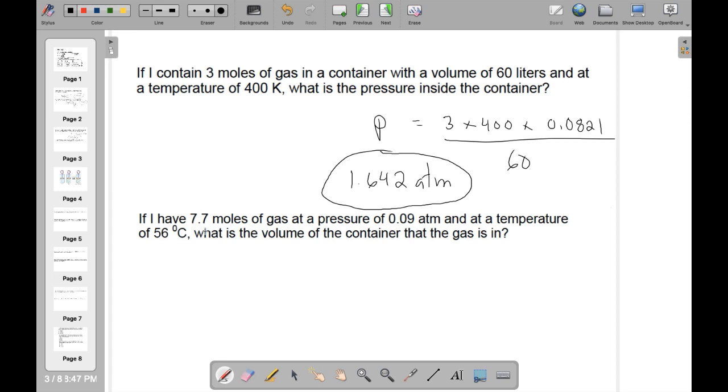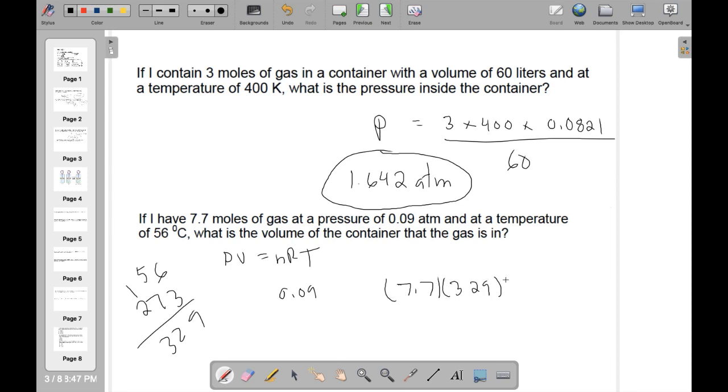All right, moving down. If I have 7.7 moles, pressure times volume equals nRT. See how fun it is just to say that? 7.7 moles at a pressure of 0.09. So my pressure is 0.09. And at a temperature of 56. Yet again, convert the 56 to what? Kelvin. So this is going to be 329. So I got 7.7 times 329 times, now I need my gas law constant, 0.0821.